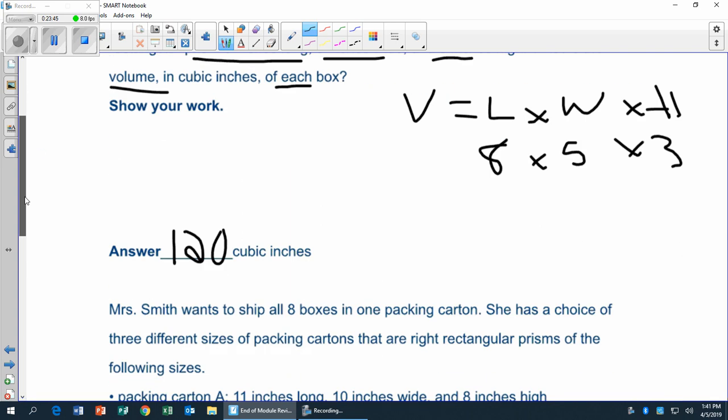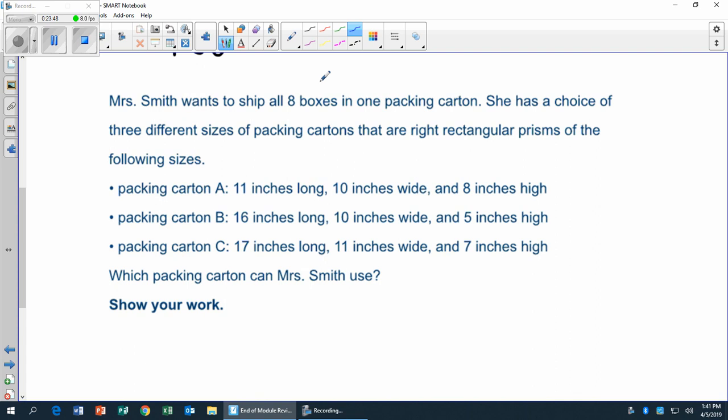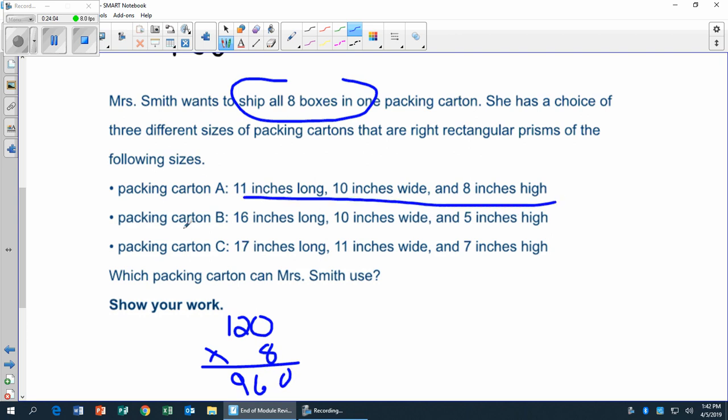Now I go down here, and Mrs. Smith wants to ship all 8 boxes in one carton. So first I need to see if she had 120 for 1, and she ships 8, then I need 960. But I have to see what the volumes are on each of these to see which one I can ship with. So for each one, I'm trying to figure it out. So this is 11 times 10 times 8. This one is 16 times 10 times 5. And this one is 17 times 11 times 7.